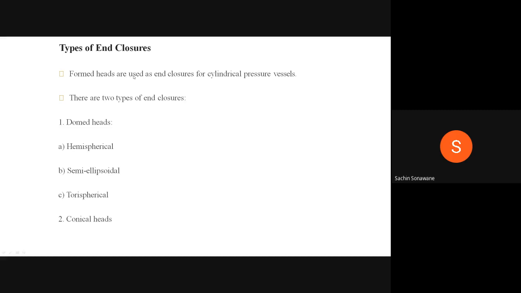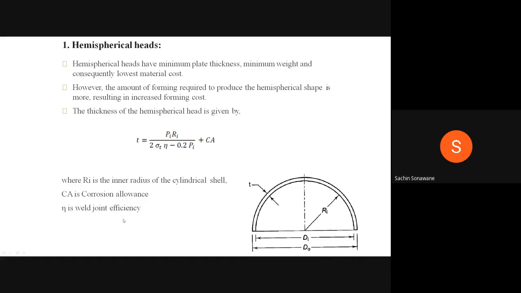Formed heads are used as end closures for cylindrical pressure vessels. There are two types of end closures. First, domed heads, in that hemispherical, semi-ellipsoidal, toruspherical, and second, conical heads. Therefore, first of all, we will see hemispherical heads.